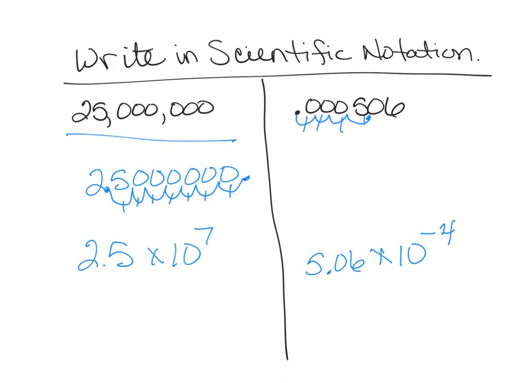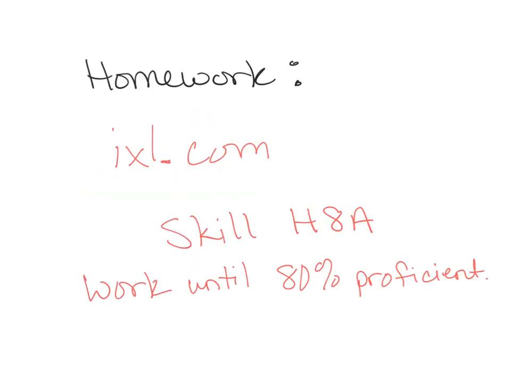There's my answer. Now your homework is to get into IXL.com. The directions should be in Schoology. And you are going to work on skill H8A. H is in Hovey, 8, the number 8, and A is in apple. And you are going to work through that until they stop you at 80% proficient. That's when I want you to go ahead and stop. I will get the results, so I will know how you did. Good luck.